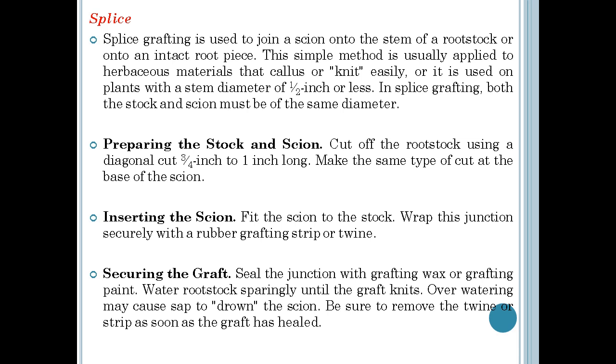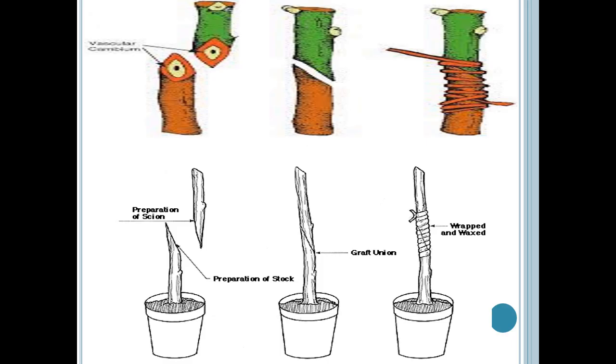Securing the graft. Seal the junction with grafting wax or grafting paint. Water regularly, sprinkling until the graft knits. Overwatering may cause sap to drown the scion. Be sure to remove the twine or strip as soon as the graft has healed.